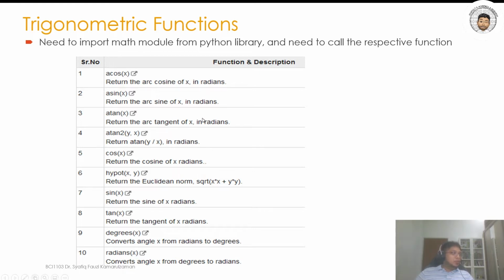The math module is like a module. It's like print or input, which are already predefined functions in Python. However, certain functions are not defined previously in Python, so you need to add those functions by importing the module inside Python. So the math module needs to be imported into Python when you want to use this command.